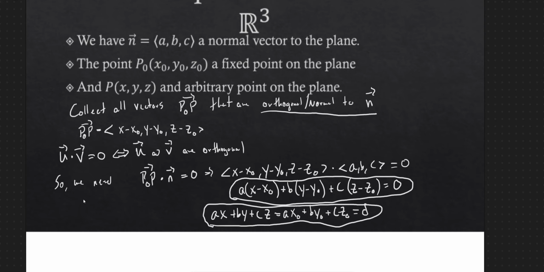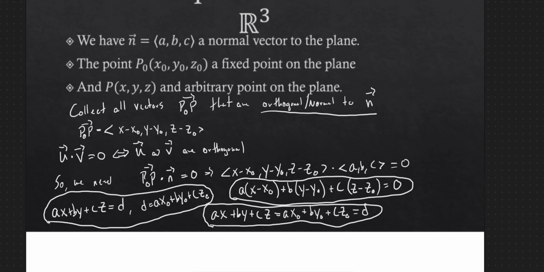Or you'll see it just like this. Ax plus by plus cz equal to some constant d, where d is, we have to keep in mind, ax naught plus by naught plus cz naught. In other words, it's the dot product of the normal vector with the point that's in the plane. So this is also another way to specify a plane.